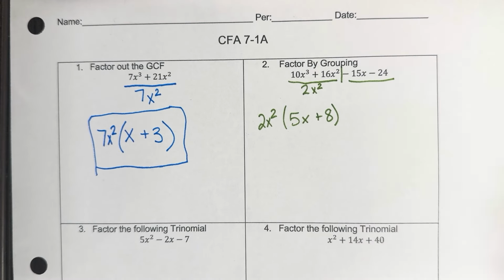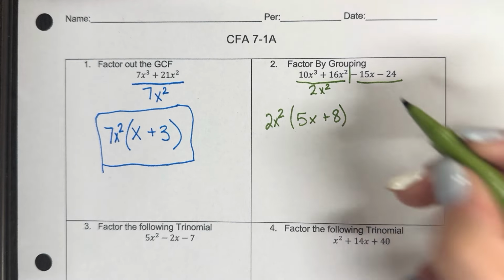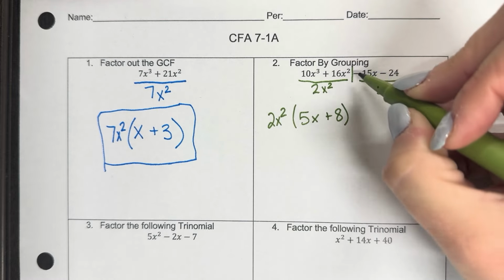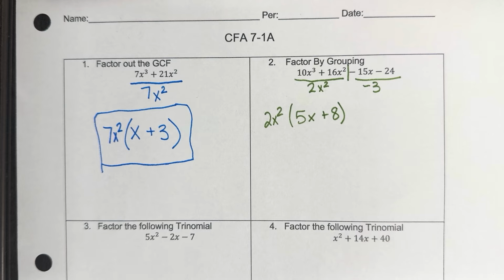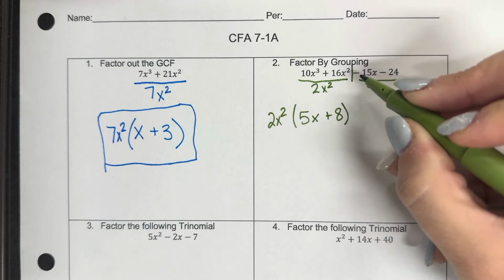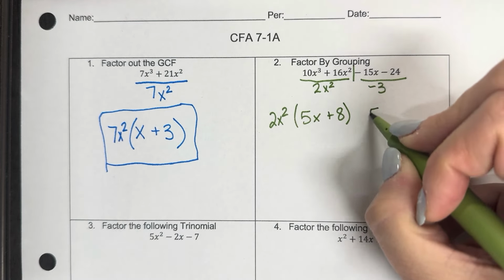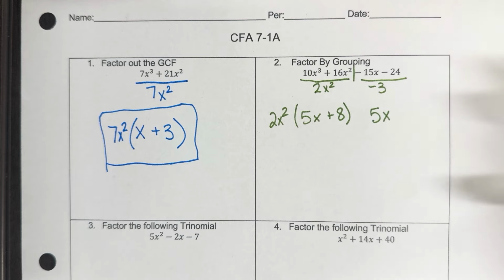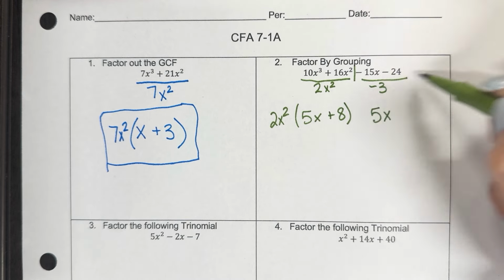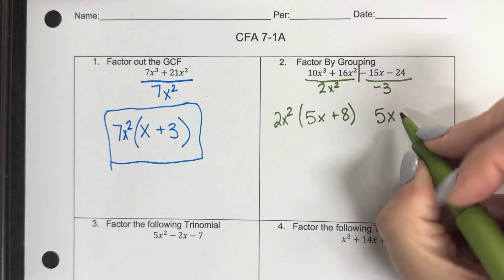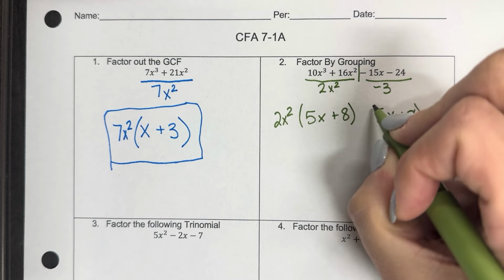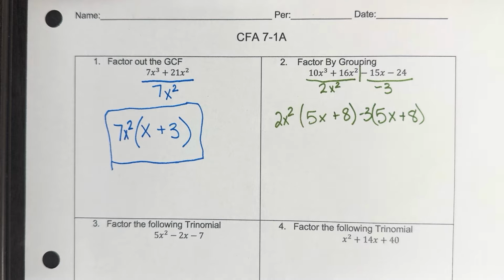And then on the right-hand side, the largest number that goes into 15 that will also go into 24 is 3. But the first one is negative. So when the first term is negative, I factor out a negative. So a negative 15 divided by a negative 3 is a positive 5. That x comes straight down. I do not want to factor out an x because they do not both have an x. Negative 24 divided by negative 3 is a positive 8. And that negative 3 goes in front there.